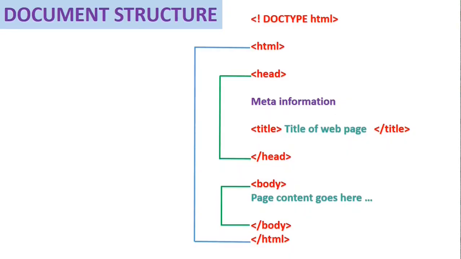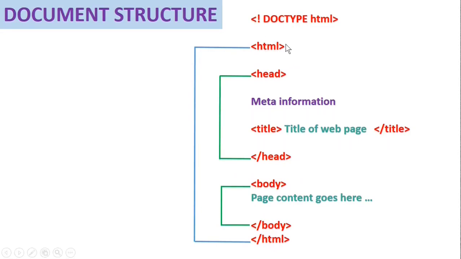Now let us quickly see the document structure of HTML. I explained the HTML document structure very clearly in the previous lecture also, but in this lecture we are going to see only a brief introduction. The first line of the HTML document structure is doctype HTML. It represents the version of HTML. Here we are using HTML version 5. It also tells the browser that the document being rendered is an HTML document.